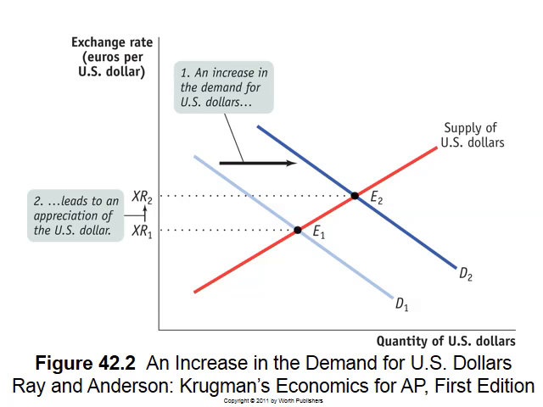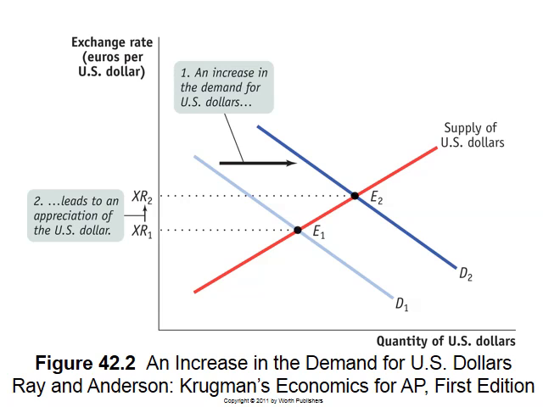Now, let's briefly consider how a shift in the demand for U.S. dollars affects equilibrium in the foreign exchange market. Suppose that, for some reason, capital flows from Europe increase due to a change in preferences of European investors. The effects are shown here.